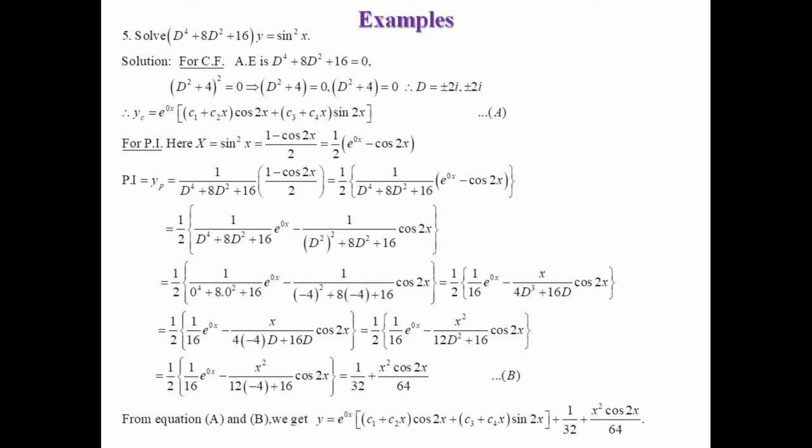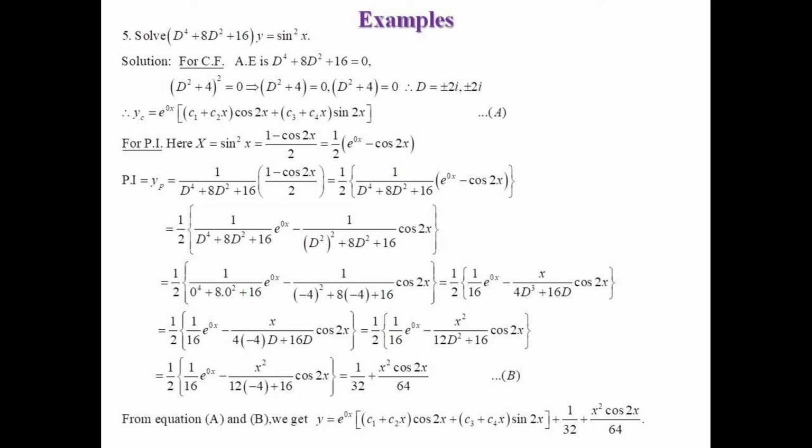After simplifying the denominator term and taking 1 upon 2 to the inner side, we get the final value for the particular integral as 1 upon 32 plus x square into cos of 2x upon 64. So in this way we get the value of the particular integral. If we combine the value of the complementary function and the particular integral, it is possible for us to find the value of the complete solution.